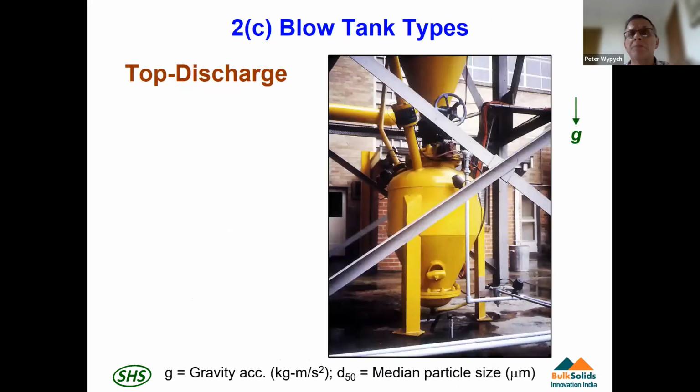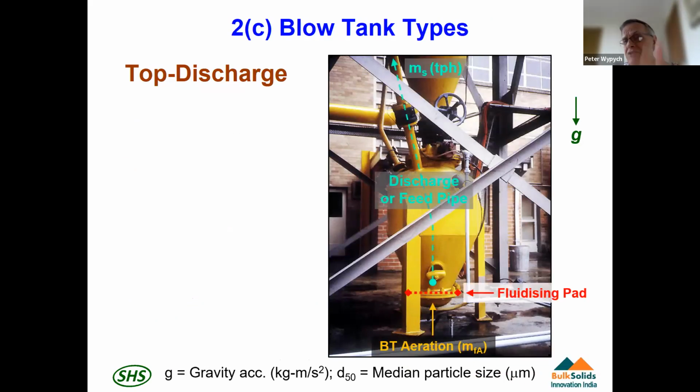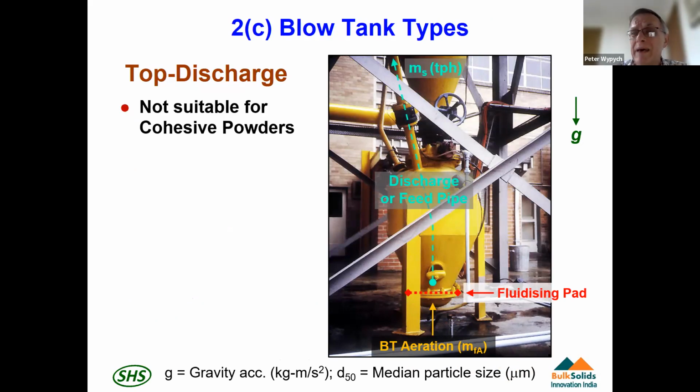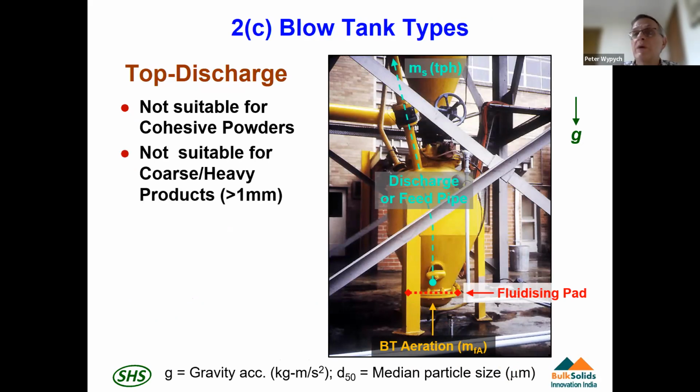Anyway, very quickly, top discharge blow tank: fluidizing pad at the bottom, aeration air, discharge out through the top. Not suitable for cohesive powders, because with fine cohesive powders you get channeling inside the blow tank. And also if the product's too heavy or coarse, it won't come out.